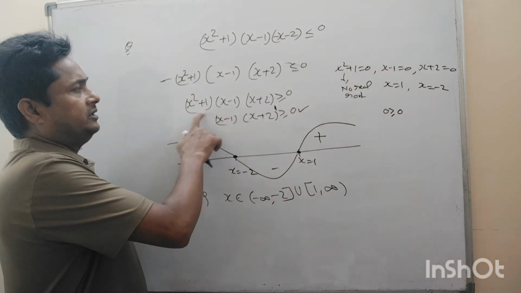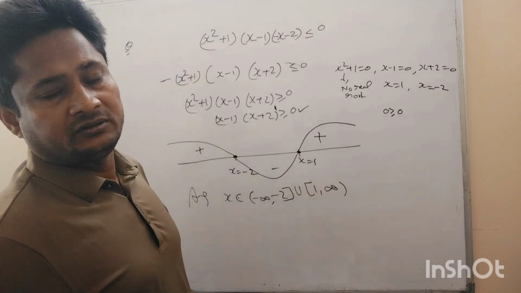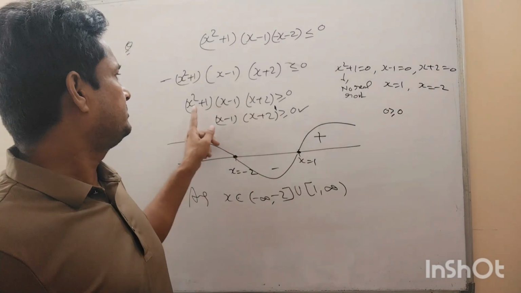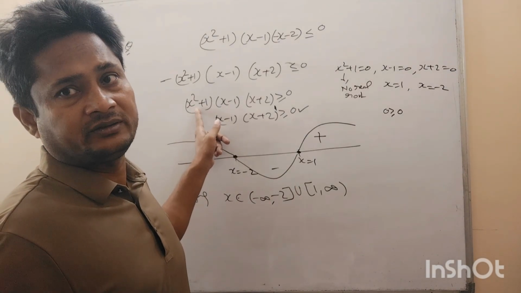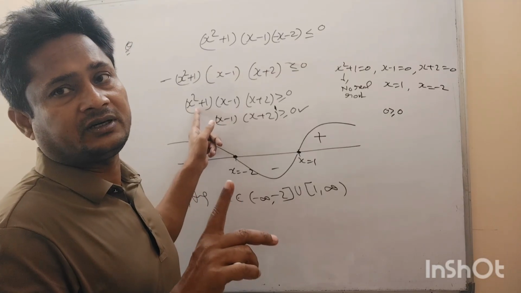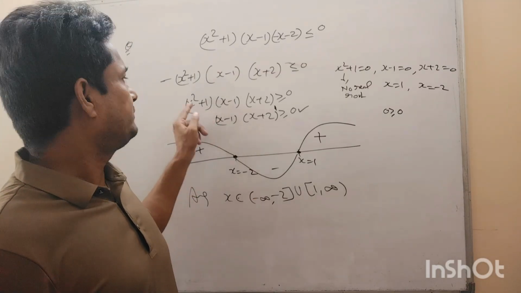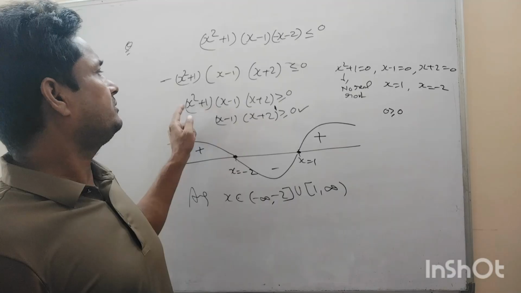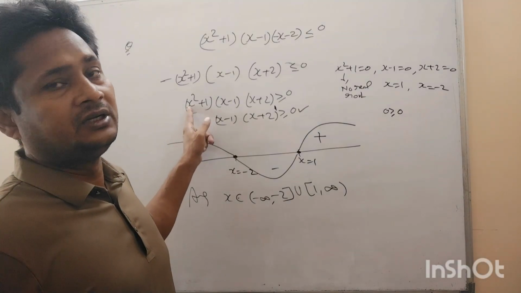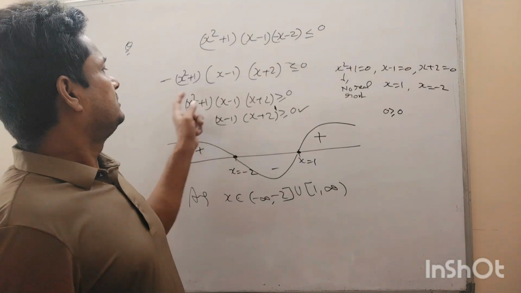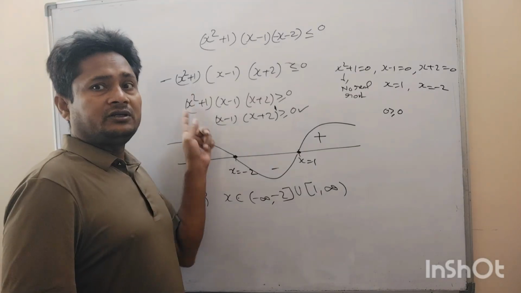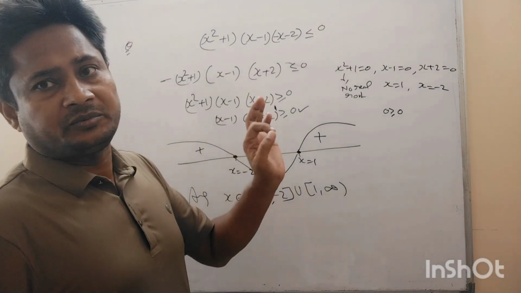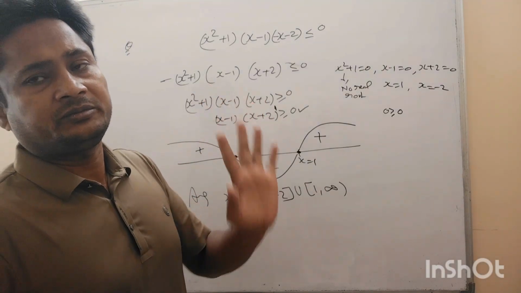The factor which is not giving real roots, but first of all you have to make the coefficient of the highest power positive. If it is giving non-real roots, then that expression you can omit.